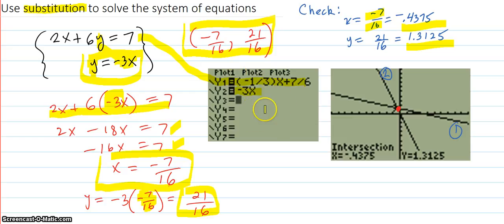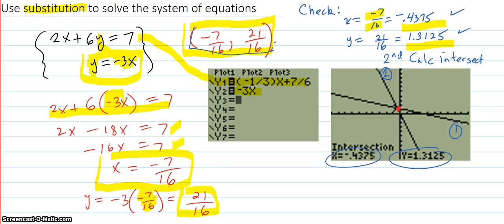So when you do that and you graph them and you use second calc intersect, that we've done several times previously, you get the two lines intersecting in the point, and here's the x and here's the y, and they do match up to what the x and y are. So we're totally sure that we did the algebra right and we have the correct intersection point.